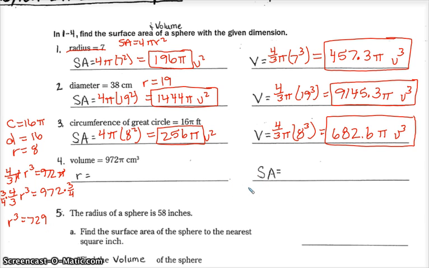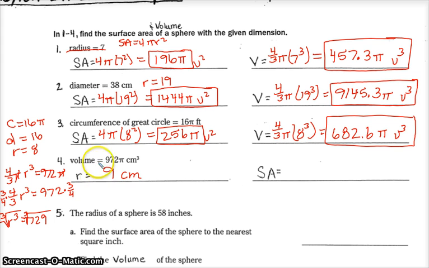Now, this becomes the tricky part. To undo something cubed, I need to take the cube root. You should be able to find the cube root button on your calculator. If not, you can do a little trial and error. What number times itself 3 times equals 729? You should find that the radius is equal to 9 centimeters.